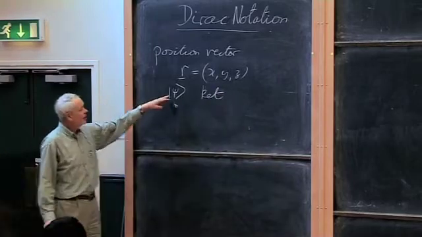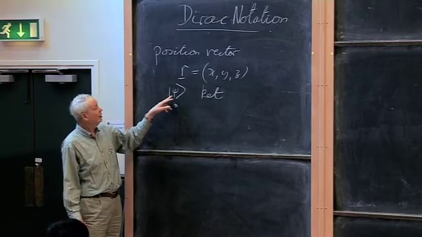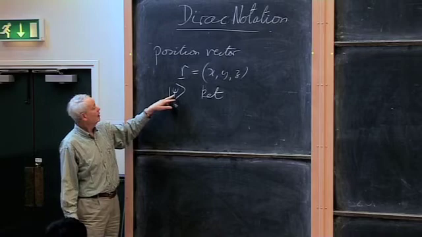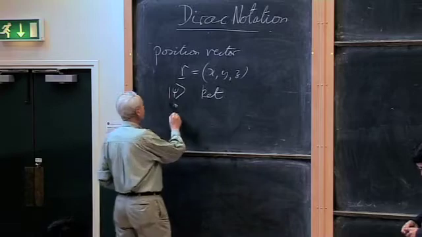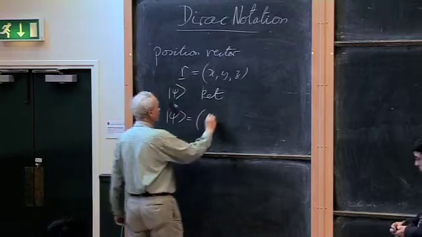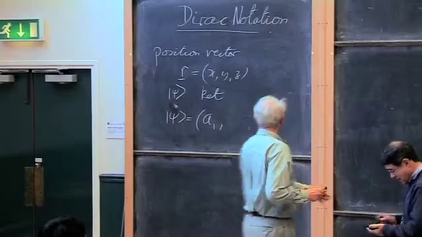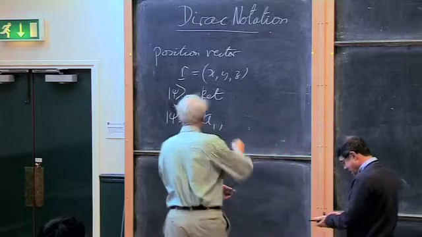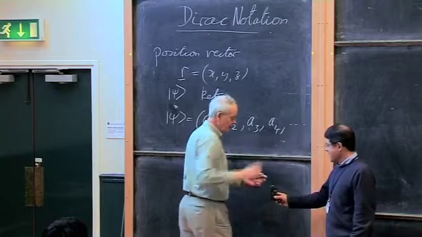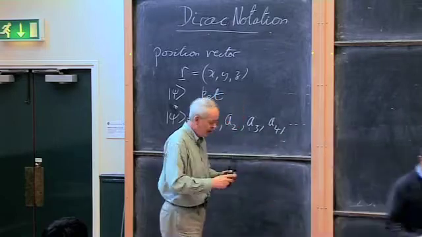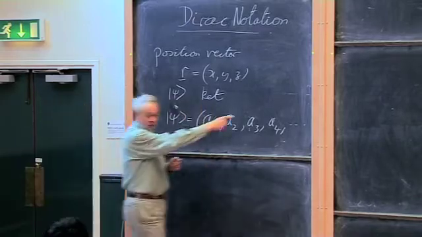This symbol stands for the dynamical state of our system, and you can think of it as symbolically standing for A1, comma, A2, comma, A3, comma, A4, comma, dot, dot, dot. We don't know how many quantum amplitudes we need in order to characterize our system, so it just goes dot, dot, dot.